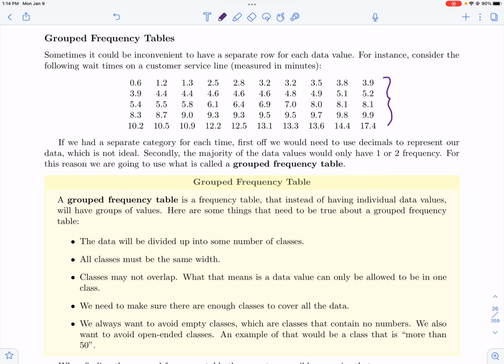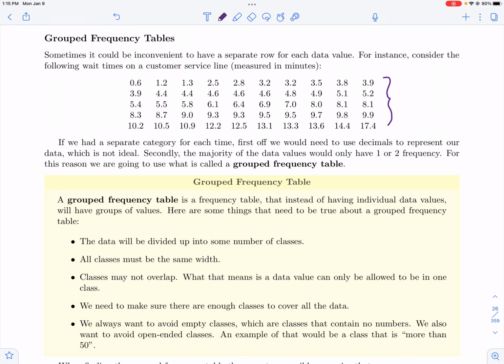So if we've got a bunch of data that's spread out between like 1 and 100, then we definitely don't want a frequency distribution that has a bunch of individual rows 1 through 100. In that case, it would be better to break it up into a bunch of different classes, maybe 5 or 6 classes, where we can get a significant number of elements in each of those different classes.